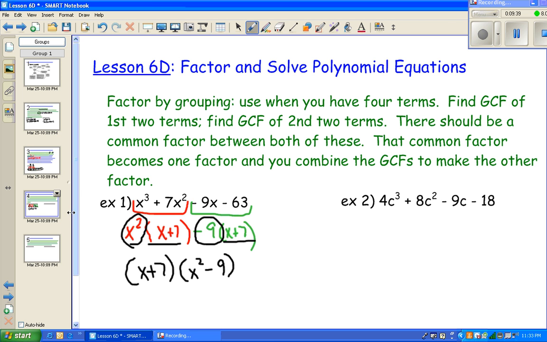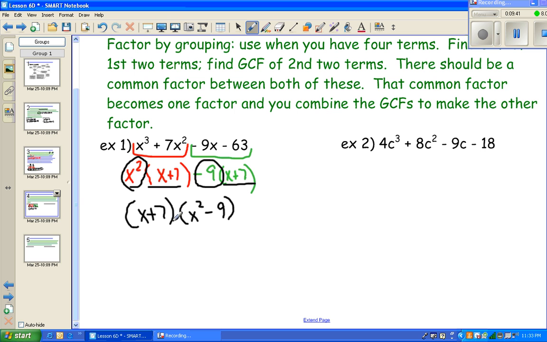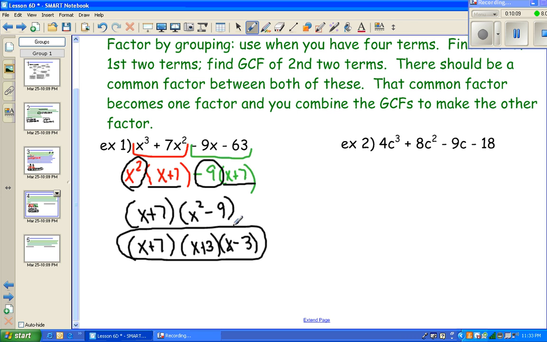However, how do you know you're not done? Or you are done? Can you break x plus 7 down any further? No. That's as far as that factor can go. How about x squared minus 9? Well, x squared minus 9 is a difference of squares. So we'll need to break that one down in another step. And then you make sure that each term cannot be factored any further.